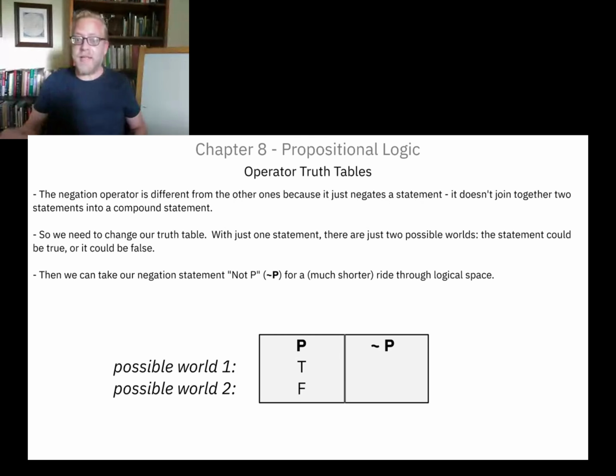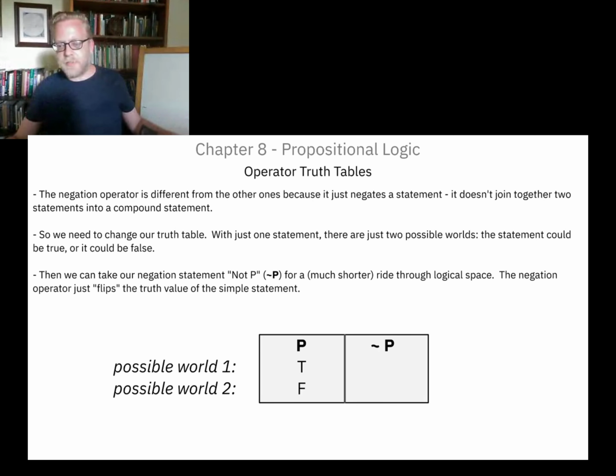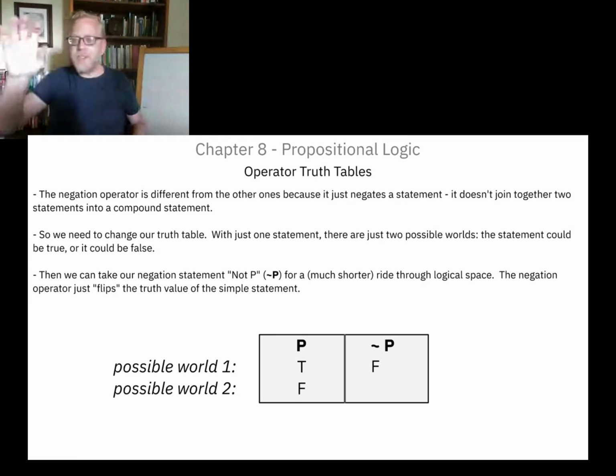Then if I say it's not sunny, and I'm in possible world 1, then I said something false. In possible world 1, it is sunny. So if I'm in that world and I'm telling people it's not sunny, if I say it's not P, then what I said was something false. I hope that's clear. So the negation just flips the truth value. If P is true, then not P would be false. If P is false, then not P would be true. Just flips it. That's all it does.